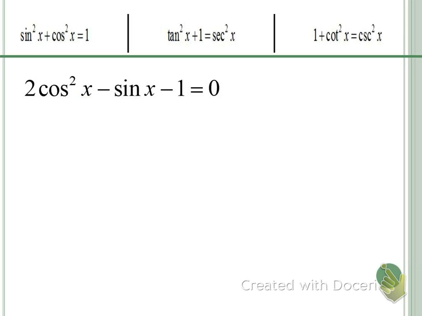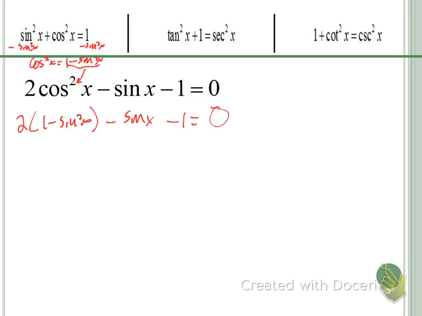When we do, I've got to get, again, this first identity equal to cosine squared. So again, cosine squared x is equal to 1 minus sine squared x. I'm going to take this and substitute in for that cosine squared x. Now here, the parentheses are going to make a huge difference, so make sure you include them. Now distribute the 2. So we go 2 minus 2 sine squared x minus sine x minus 1 is equal to 0.